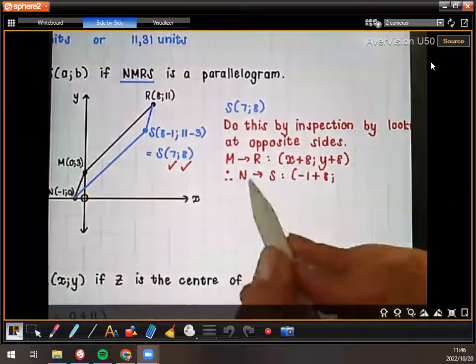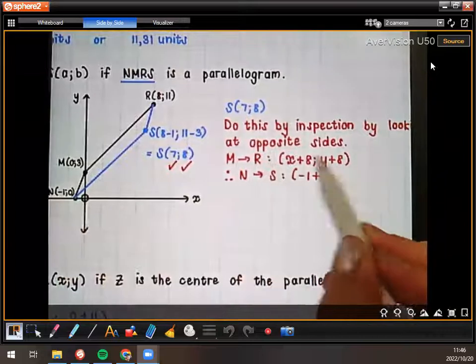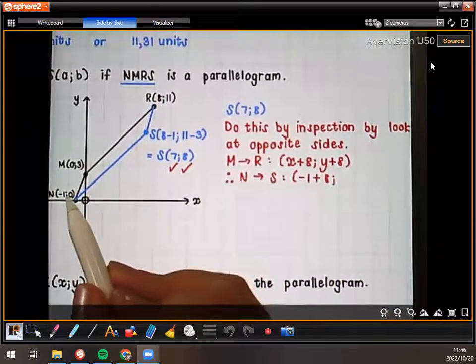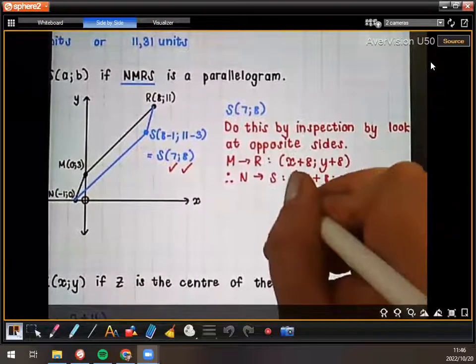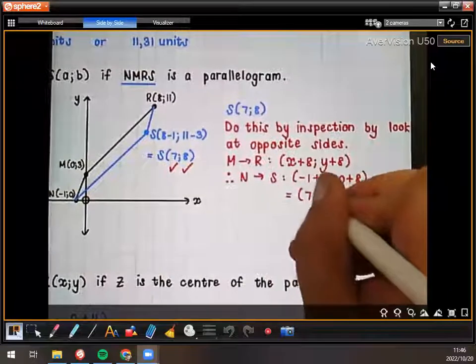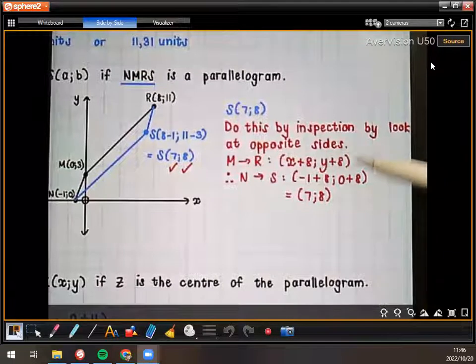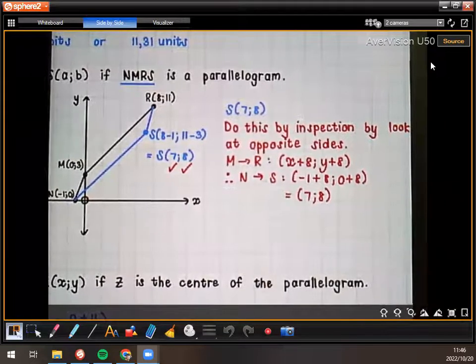So now from N to S, the x value of N was -1. So now I'm adding 8 to it. And the y value of N was 0. So I'm going to add 8 to that. So that will give me 7 and 8. But guys, you don't even have to write this. You can literally just write your answer, 7, 8. That's all we need. You'll get 2 marks for it. So that was one way.